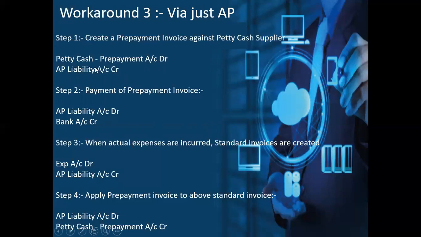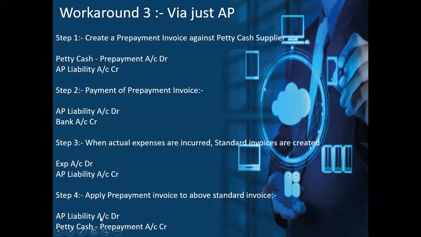So the net accounting impact of this particular accounting entry is your petty cash prepayment account is debited and your bank account is credited. And when the actual expenses are incurred, standard invoices are created and wherein your expense account will be debited and AP liability account will be credited. And as the expenses are incurred and these expenses are paid using your petty cash, now what you need to do is apply the above prepayment invoice against this particular standard invoice so that the outstanding amount of this particular standard invoice will be brought to zero.